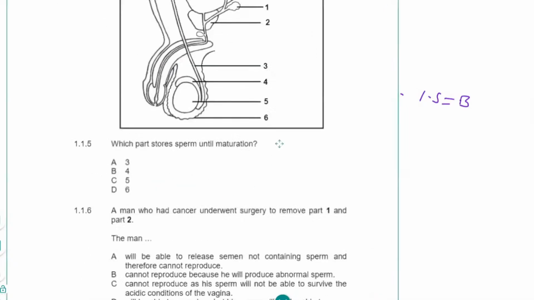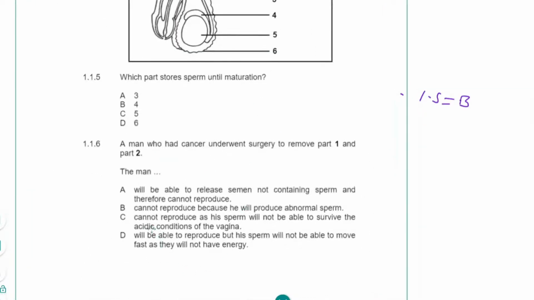So the most correct answer will be C. Why? This person cannot reproduce because of the acidic nature of the vagina. Most of the people cannot reproduce, not because the man has a big problem or the lady has a big problem. No, sometimes the acidic nature of the vagina is too much, in such a way that when the sperm are released in the vagina, all the sperms are killed.